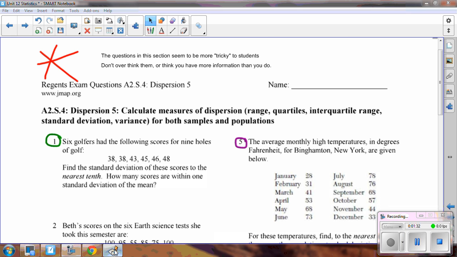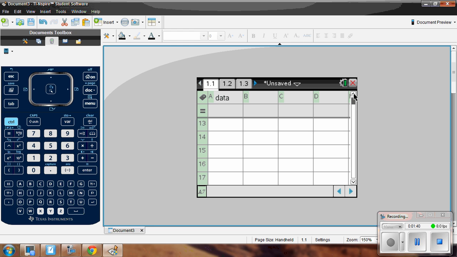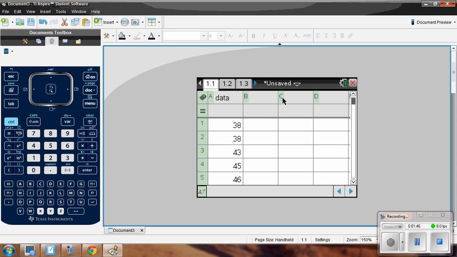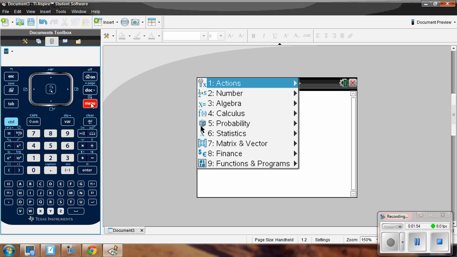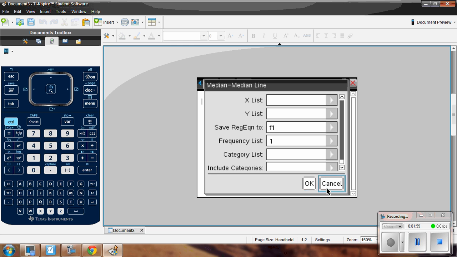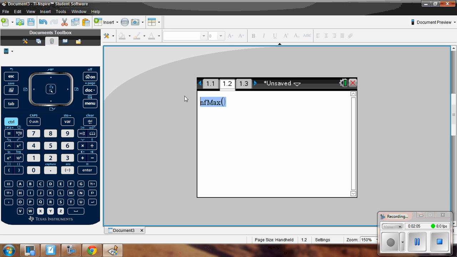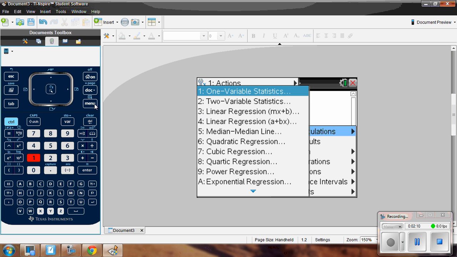I've already entered them into my Inspire spreadsheet. I've already entered in the 6 pieces of data. So as you recall, after you title it, you type in your information, never typing in the equal sign. We go over to our calculator and we do menu, statistics, stat calculations, and we're going to do one variable statistics.